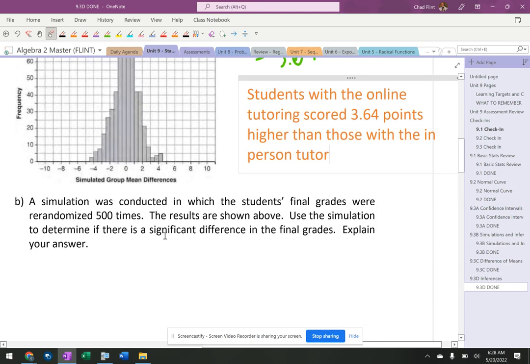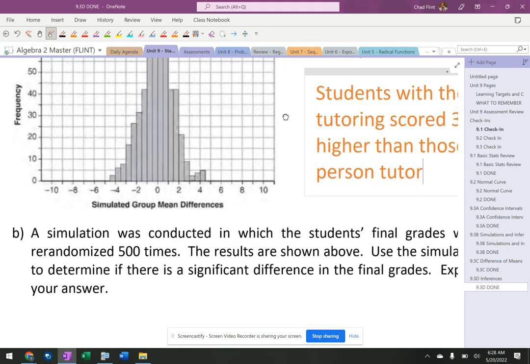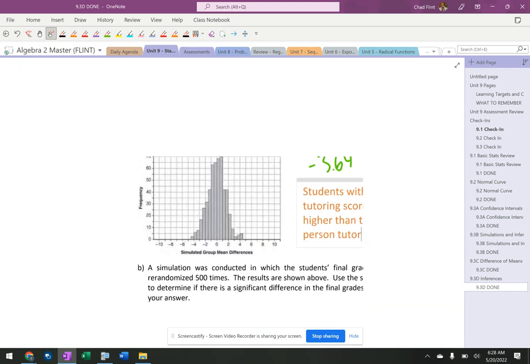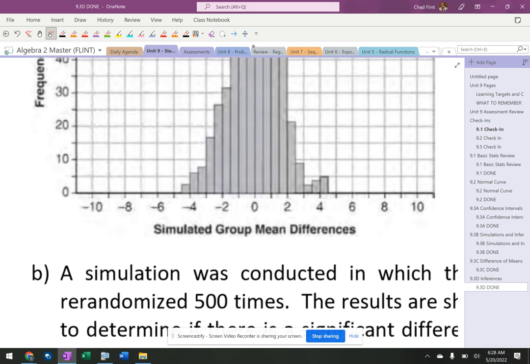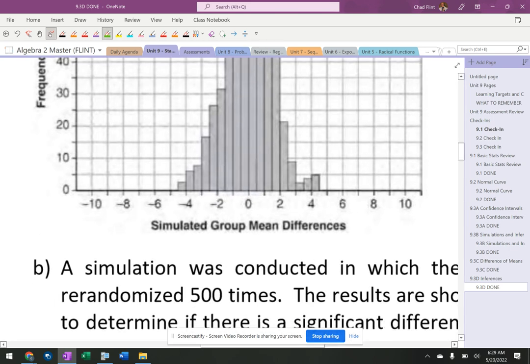Then it says they did this simulation and the students' grades were randomized 500 times. The results are shown below. Is there a significant difference? All right, so we got to go in here, and we look at this. We have negative 3.64. So that's 3.5, so 3.64. You don't exactly know where that is, so we're going to have to go with right there, which means there's only going to be 5 of them.